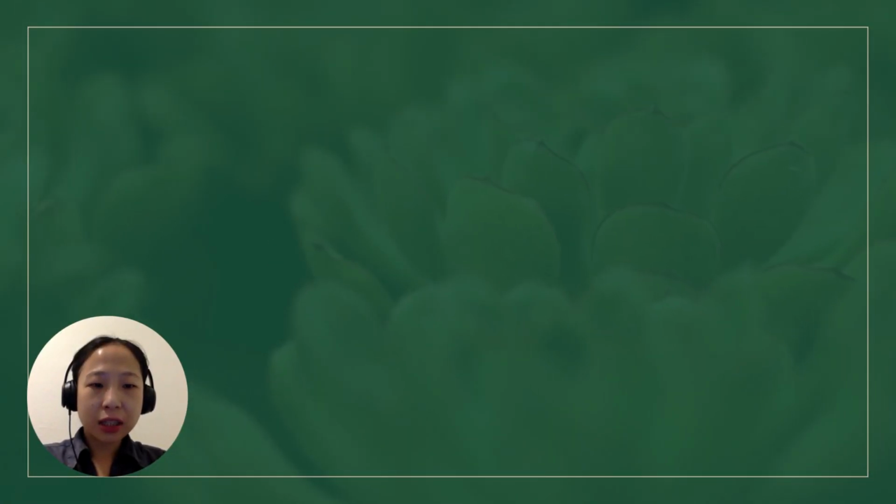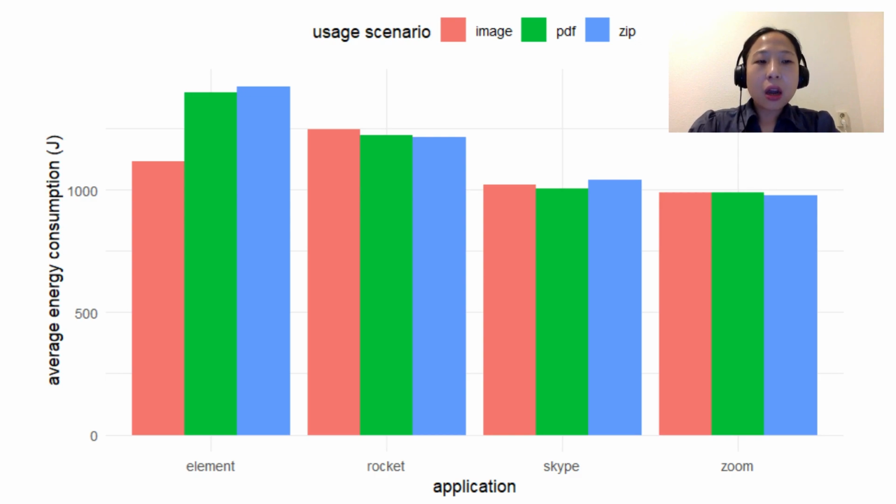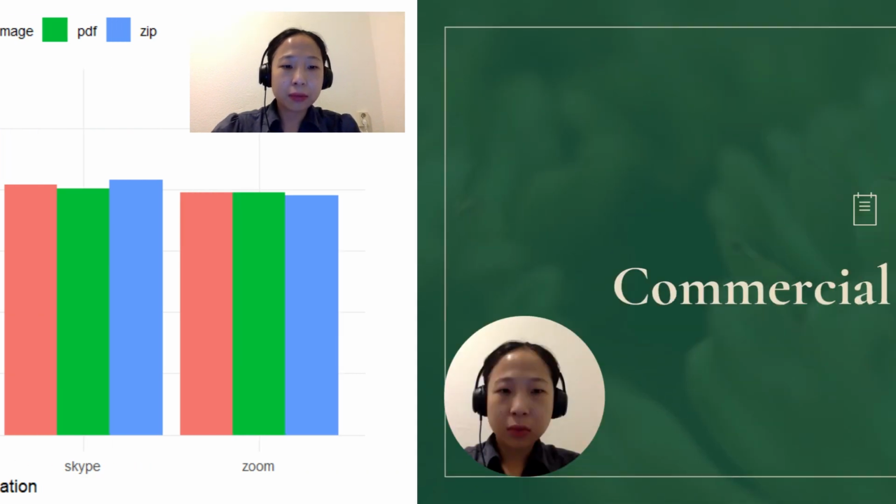File transmission. In both free and open source software and commercial software, we found that sending images consumes nearly the same amount of energy as sending a zip or PDF file. However, it should be noted that 5 megabytes of zip or PDF might contain much more information for users than can be contained in a 5 megabyte image.